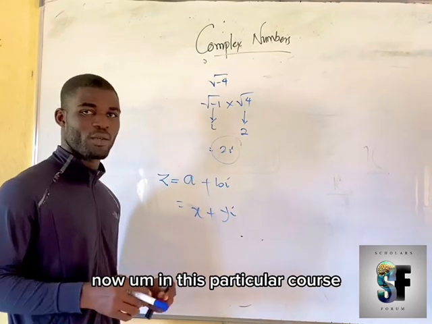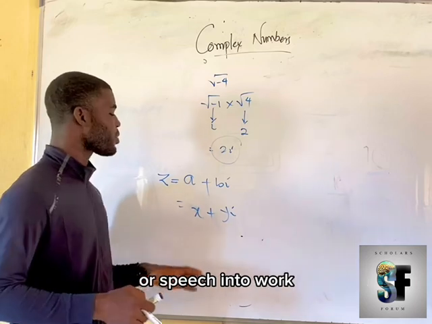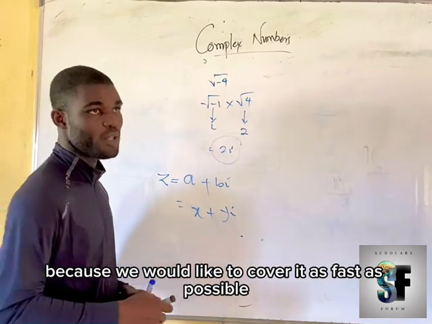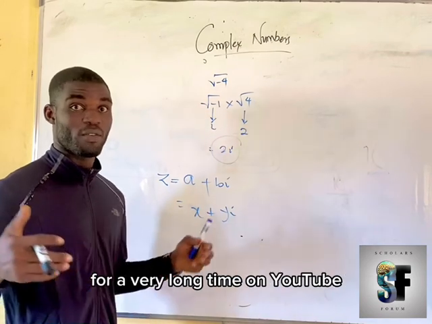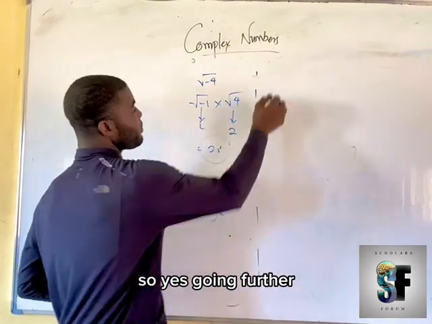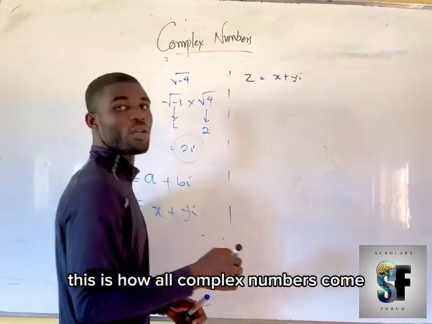Now, in this particular topic, we won't be going into much talking, because we would like to cover it as fast as possible for the sake of those who have issues staying for a very long time on YouTube. So, going further, z is equal to x plus yi. This is how all complex numbers come.